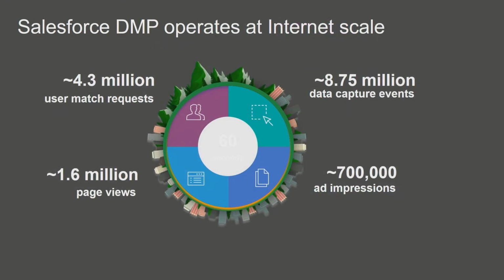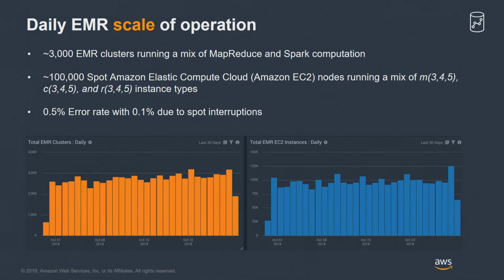And just to give some more perspective on the scale, here's a 60-second snapshot of what Salesforce DMP really processes: about 4.3 million user match requests. If you compare it with Twitter, Twitter claims that they process approximately 350,000 feeds per minute. Here in DMP, the last I checked, it was about 200,000 queries per second. So you can imagine the kind of compute and processing requirement that DMP holds to satisfy the needs of these large-scale brands that they are supporting.